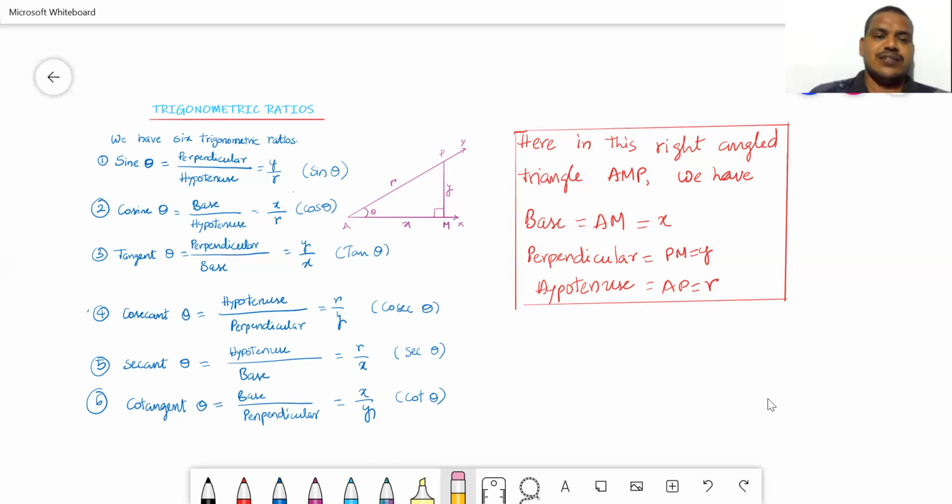These 6 trigonometric ratios have wide usage in this chapter, trigonometry. We can get the relations between these ratios, and we can find the angles of elevation and the angles of depression. And we have so many applications of these.